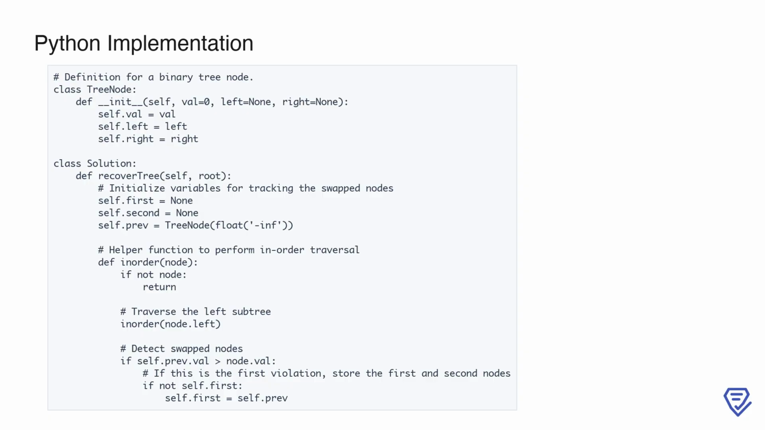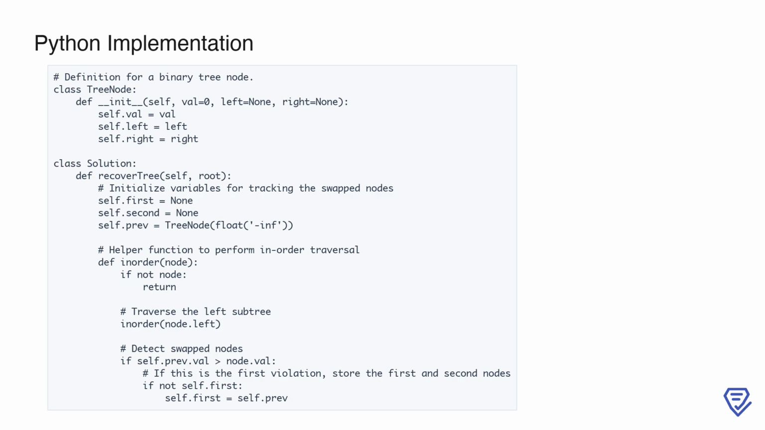To identify these nodes, we initialize three variables, first and second to keep track of the swapped nodes, and previous to help in detecting violations during the traversal. Previous is initialized to a TreeNode with a value of negative infinity to ensure that it is smaller than any node value in the tree.